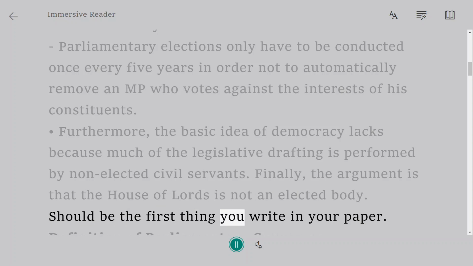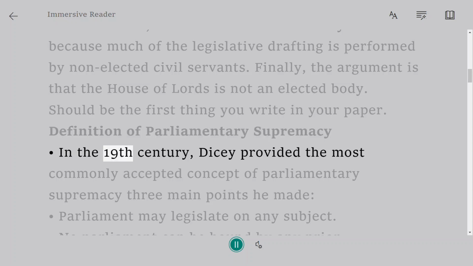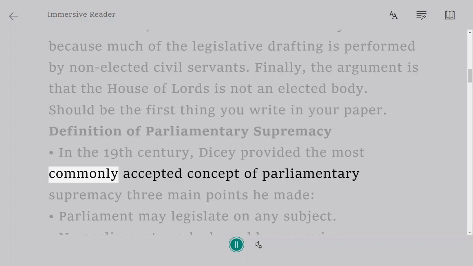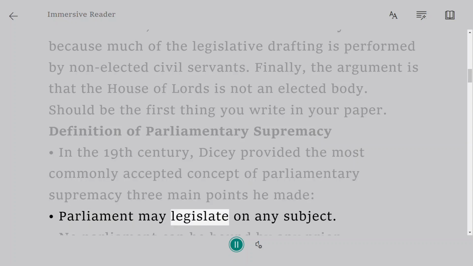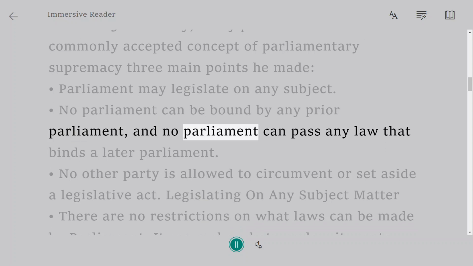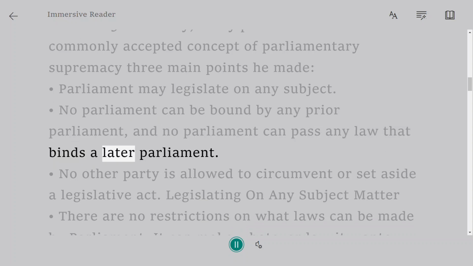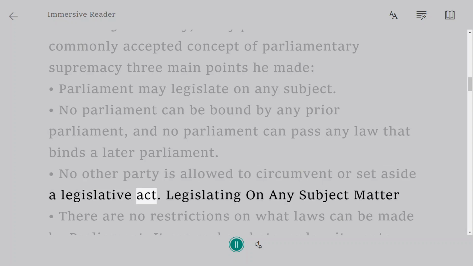Should be the first thing you write in your paper. Definition of parliamentary supremacy. In the 19th century, Dicey provided the most commonly accepted concept of parliamentary supremacy. 3 main points he made. Parliament may legislate on any subject. No parliament can be bound by any prior parliament, and no parliament can pass any law that binds a later parliament. No other party is allowed to circumvent or set aside a legislative act.